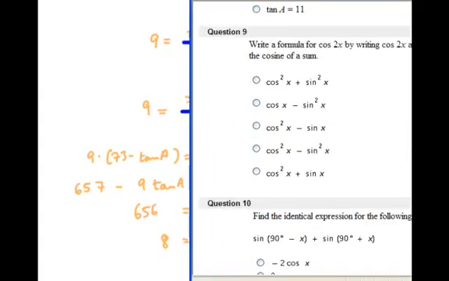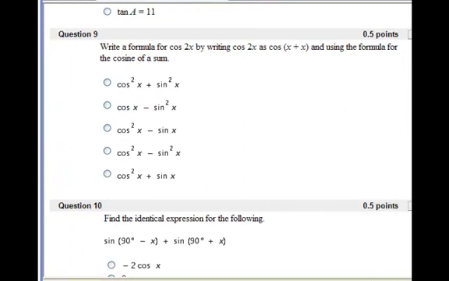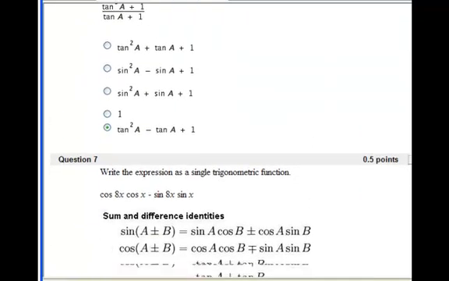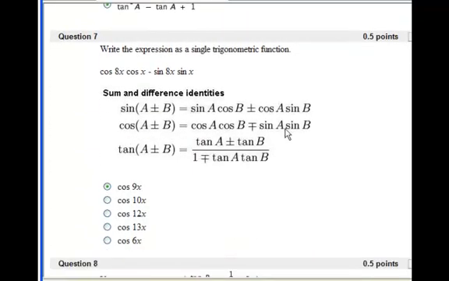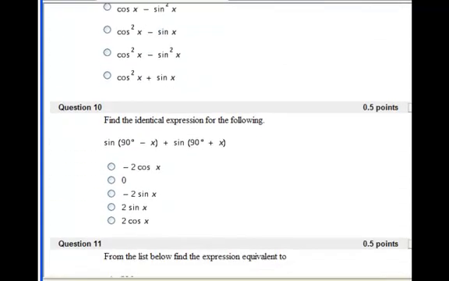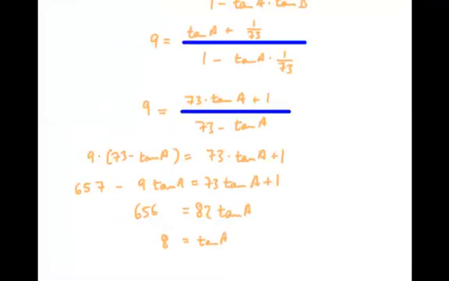Okay, and the next one says, okay, I was interrupted for just a moment. Okay, so I have cosine 2x, and I'm supposed to express it as cosine x plus x, and then use a formula for the cosine of a sum. That formula for the cosine of a sum would be this one right here, so I'm going to use that in a moment. Cosine times cosine minus sine times sine. Remember that it's a plus in the problem at hand. Okay, let's see, there it is.